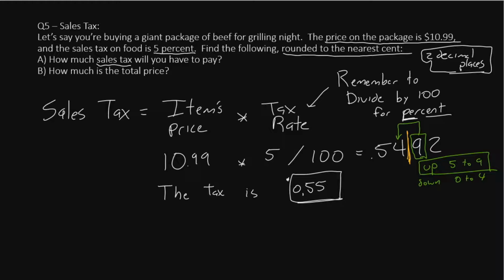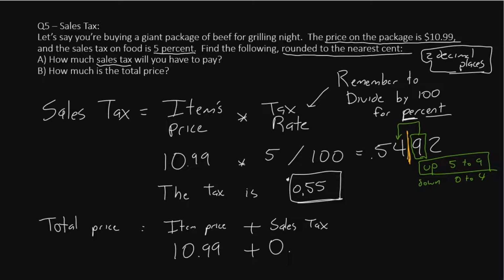Now for part B, to get the total price, we take the item's price and we add the sales tax, because the sales tax will cost us a little bit extra. So the item's price was $10.99, and we add the sales tax on top of that. That's 0.55. Add it together. Let's use the calculator.